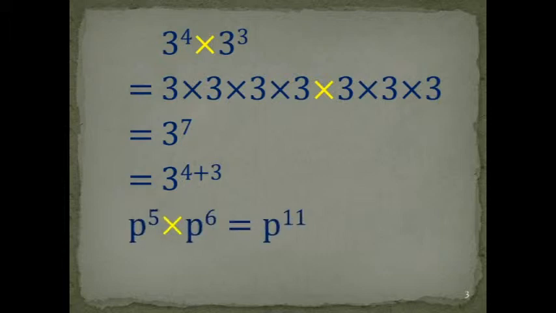Let's consider now if we've got p to the power of 5 times p to the power of 6. If we were to write this in expanded form, we would have a total of 11 p's multiplied together, which when we go back to index form is p to the power of 11.